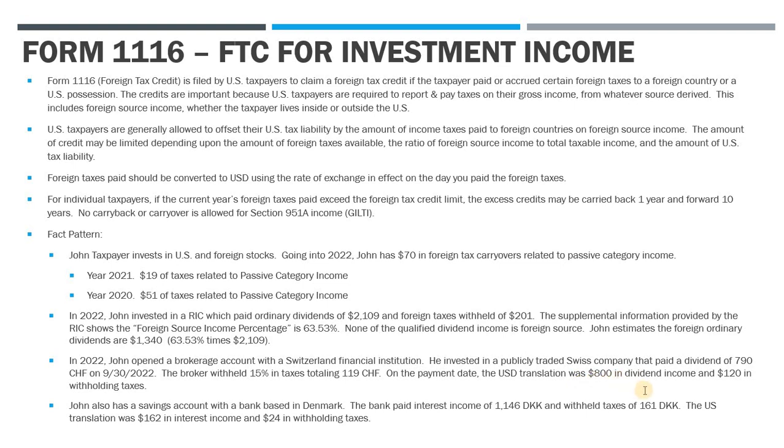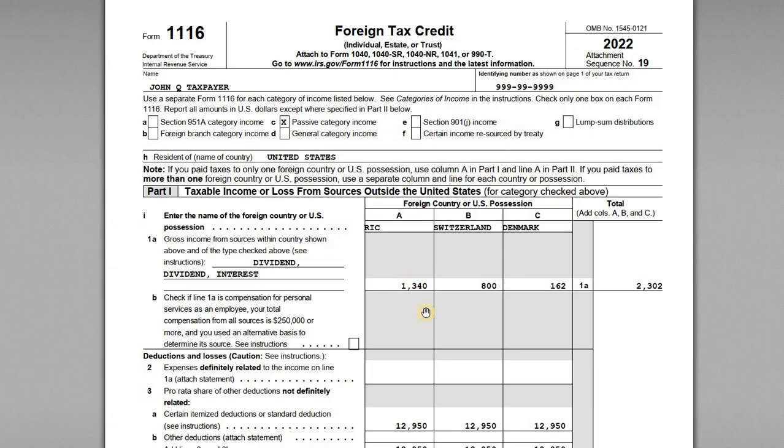Again, remember, we need to convert everything to dollars using the spot rate on the date that the income was paid and then the date that the taxes were paid. So in this case, he just received one dividend payment, so very easy to just look up that date and then make the translation. So on the 1116, we've got Switzerland in there in column B. There's our $800 US, and again, it's dividend income.